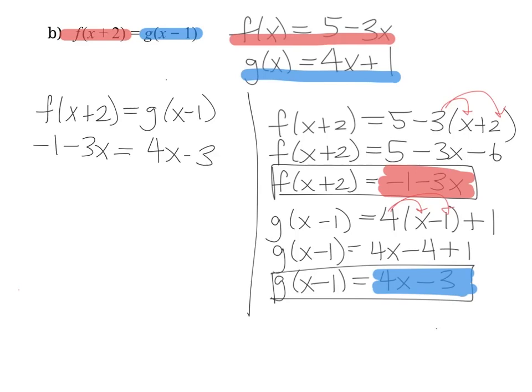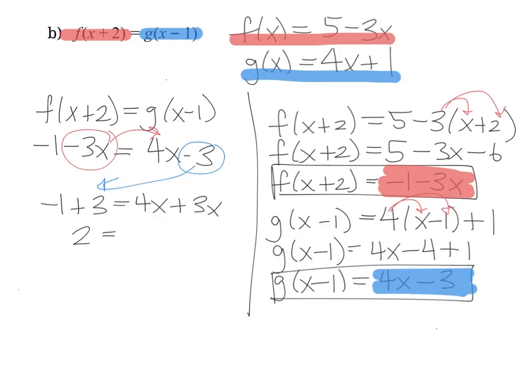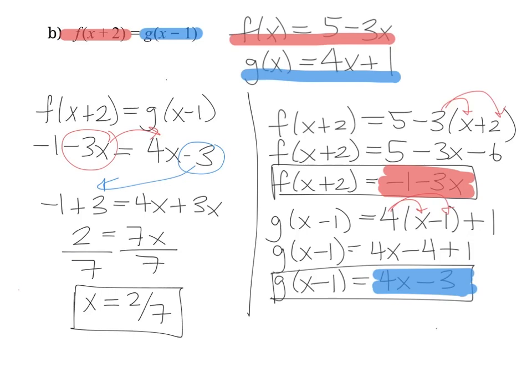And let's again collect like terms. So I'm going to send this one over. I'm going to bring this one over here. And I have negative 1 plus 3 is equal to 4x plus 3x. And we've got 2 is equal to 7x. Divide by 7, divide by 7, and we have x is equal to 2 over 7. So we know that these two functions are equal to each other when x is equal to 2 over 7.